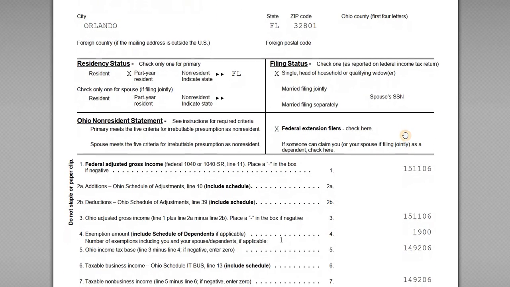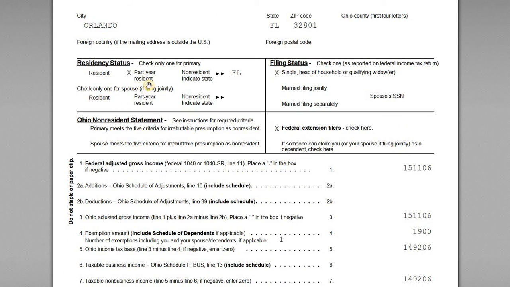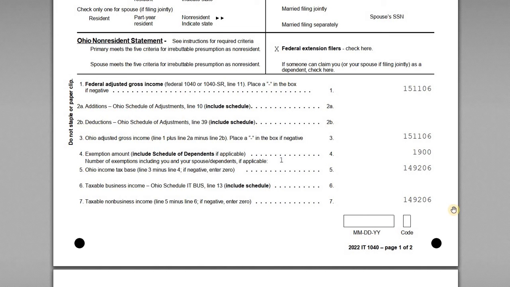Down here for residency status and filing status, so she's checked here that she is a part year resident and then indicated that Florida is now her state of residence. Filing status, single, and has marked the federal extension filer box, right, because she did file a federal extension and gets the same for Ohio. Now, lines 1 through 7 are completed the same as if we were a full-time resident. So Ohio uses your federal AGI as a starting point here.